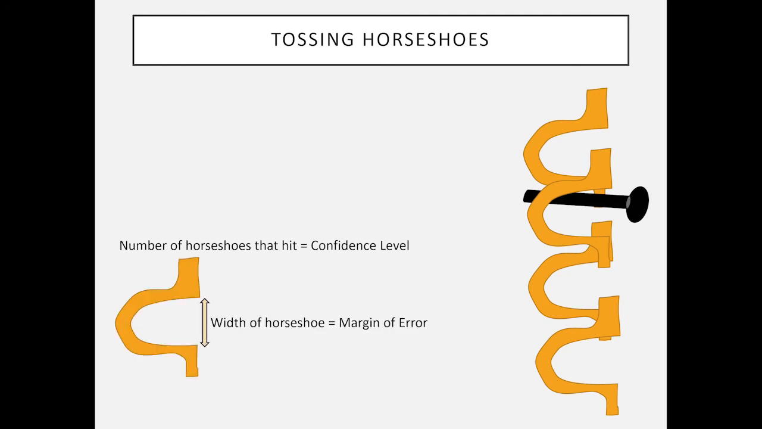The width of the horseshoe is a bit like the margin of error. So now you can sort of understand that if you make the width of the horseshoe larger, if it's wider, you're more likely to hit the target. If you make the width of the horseshoe narrower, then it's less likely to hit the target. The confidence level will go down.